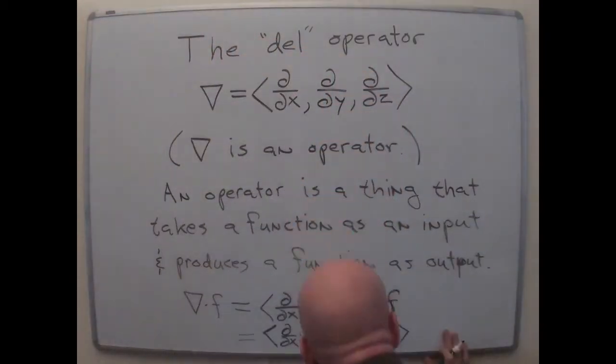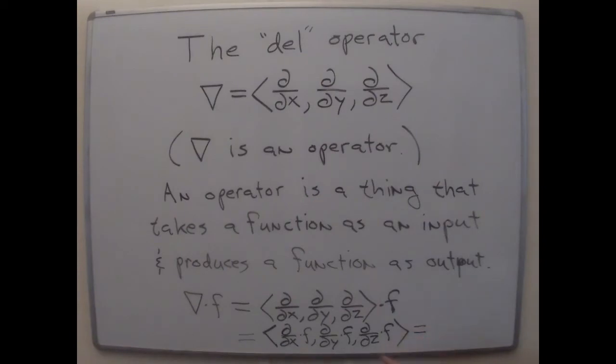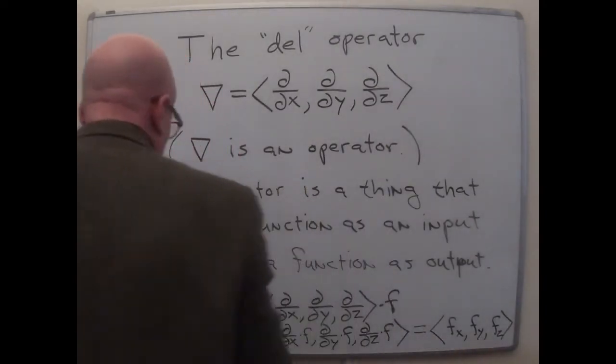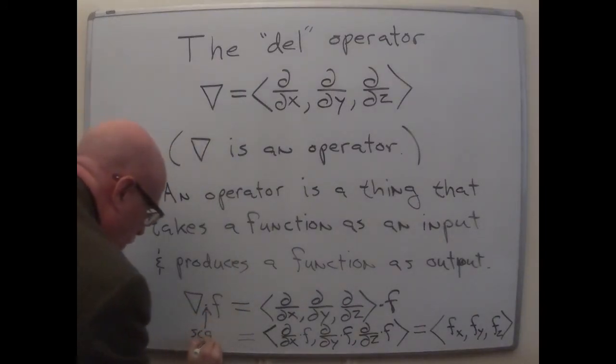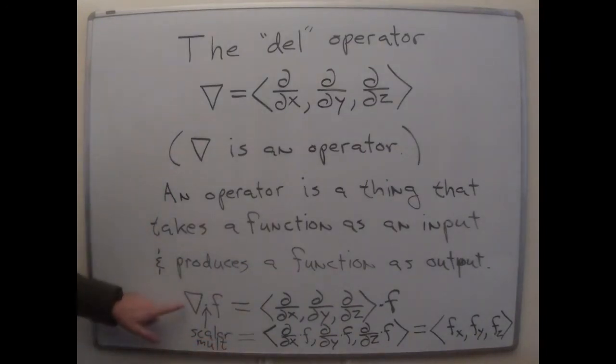That's f sub x, that's f sub y, and that's f sub z. So we've got a triple of derivatives of f. We've seen that before. That is indeed what grad f is. And when I write grad f like this, and I mean scalar multiply, that's what you get, the gradient. So del times f is the gradient.